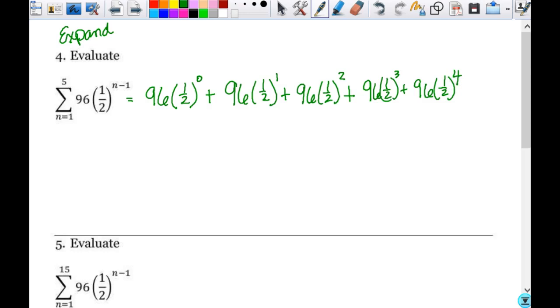All right, what's anything to the 0 power? 1. So this is just 96 times 1, which is just 96. This is 96 times 1/2, which is what? 48. My r is 1/2, so what's the next term without me worrying about what this says right here? 24. And then what? 12. And then what? 6. Because each term is being multiplied by 1/2 or divided by 2. Every time you just get one more 1/2 in there. So when you add all those up, what do you get?